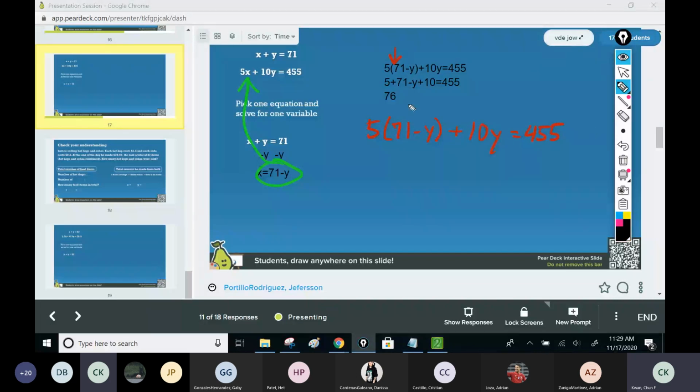And then the next step is distribute 5 to the 71, and then distribute the 5 to the negative y. So 5 times 71, that's your first step, all right? 5 times 71. And I'm going to give you the answer for this. This is going to be 355. And then can you keep going through the rest?